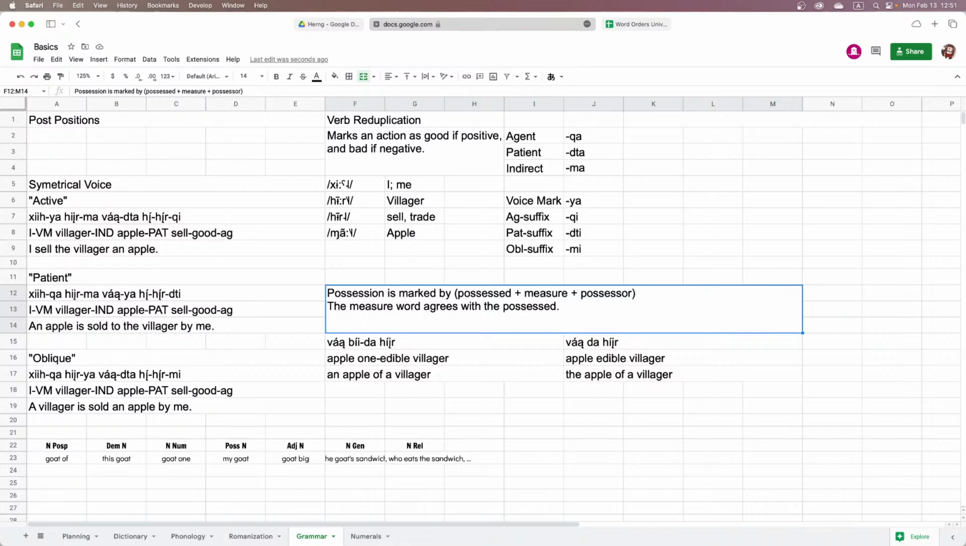It kind of does, yeah. But if there's no numeral, then the measure word is on its own, and if it's required, then it would become a sort of possessed marker of sorts.